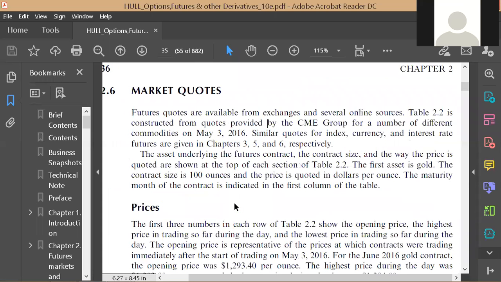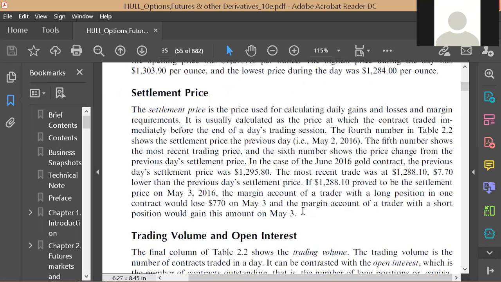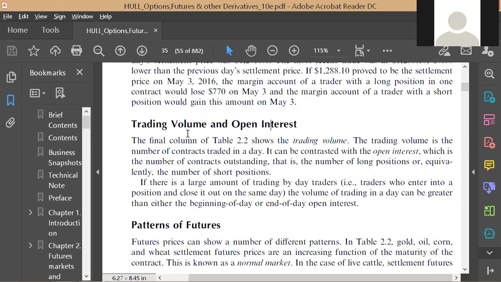And then you have these, which you can read out. These are not very important. I wouldn't say they are not important. They are important, but they are very simple stuff. You can read this yourself. Settlement price, make sure you understand. Don't underestimate anything. You should read all this stuff. You can read about the concept of open interest. I'll explain it later.